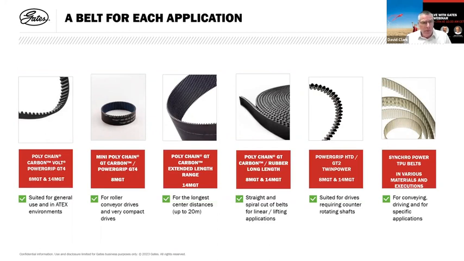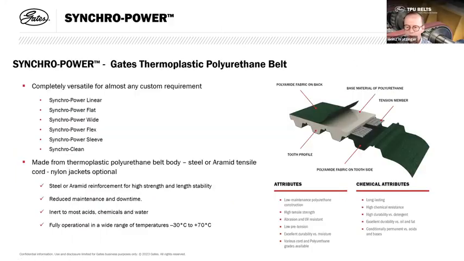The versions of products are available also with optional fabric on both sides. The product range starts from open-ended linear belt, from flat belt and wide belt to truly endless belt like the Synchro Power Flex and the Synchro Power Sleeve belt. And finally, the Synchro Clean belt is our food conveyor belt line, designed for direct food contact.